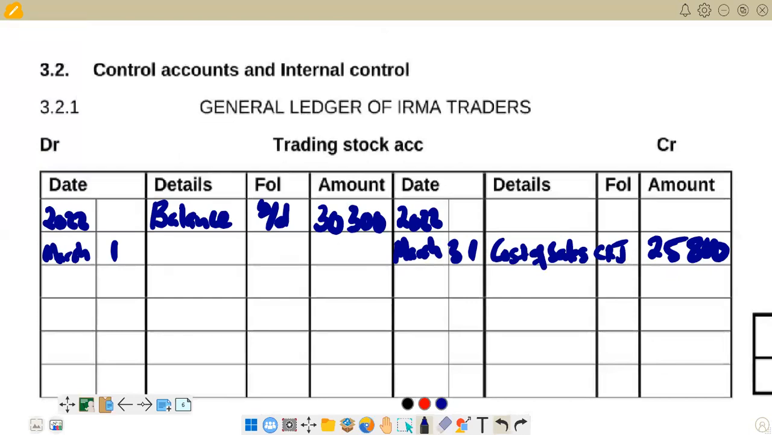We are on trading stock. Then we are saying this is now on March 31, and all the details is now bank. And we are saying we are taking this information from the cash payment journal, and the amount is 15,690. So that's what we have regarding that amount.